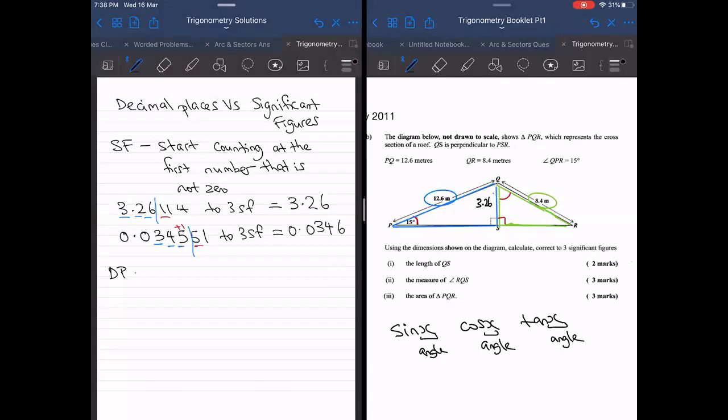In contrast, for decimal places, you start counting at the first number after the decimal point.